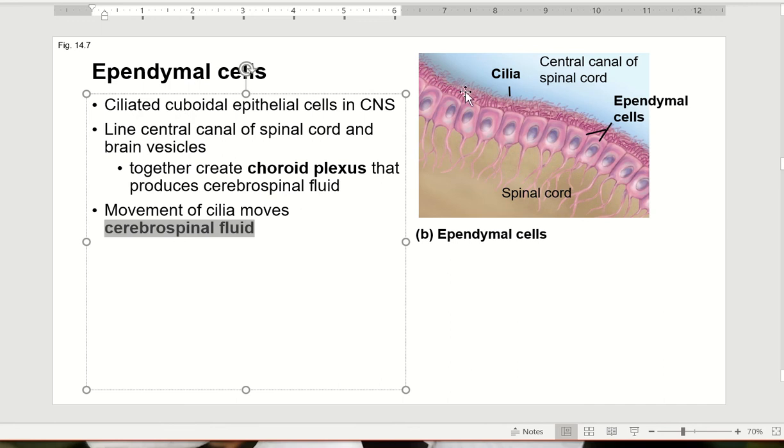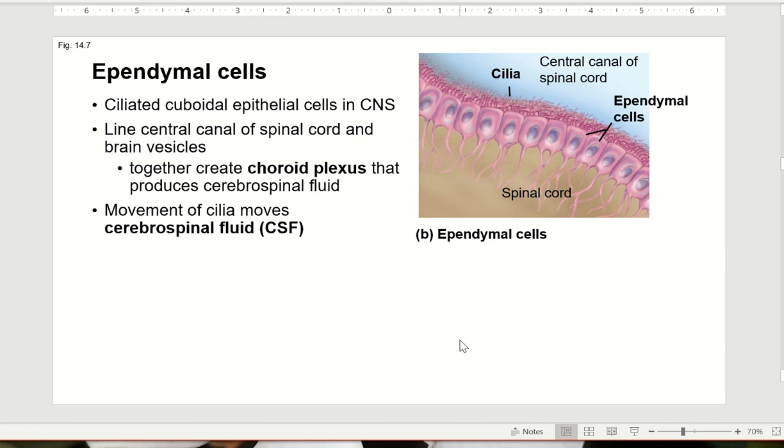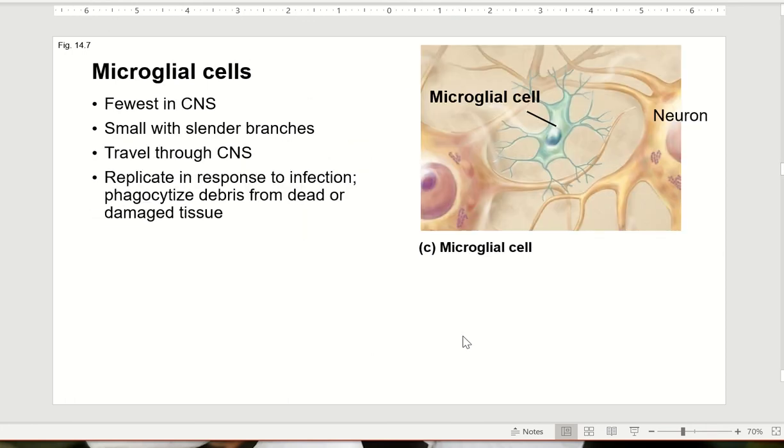And because these cells are ciliated, they're going to create waves that move the cerebrospinal fluid around. That's also going to help carry waste away from the brain. So we're going to come back to that later, but that's what the ependymal cells do.